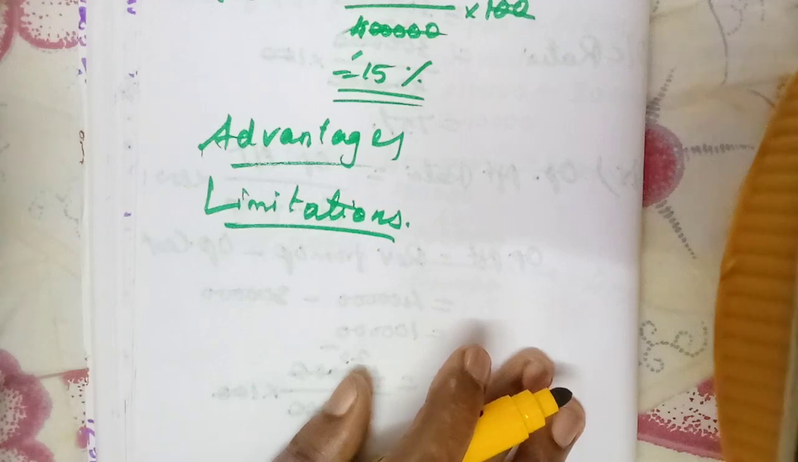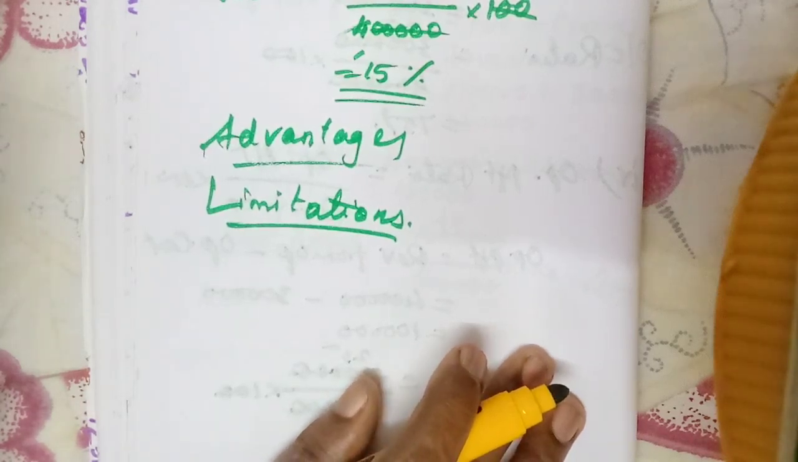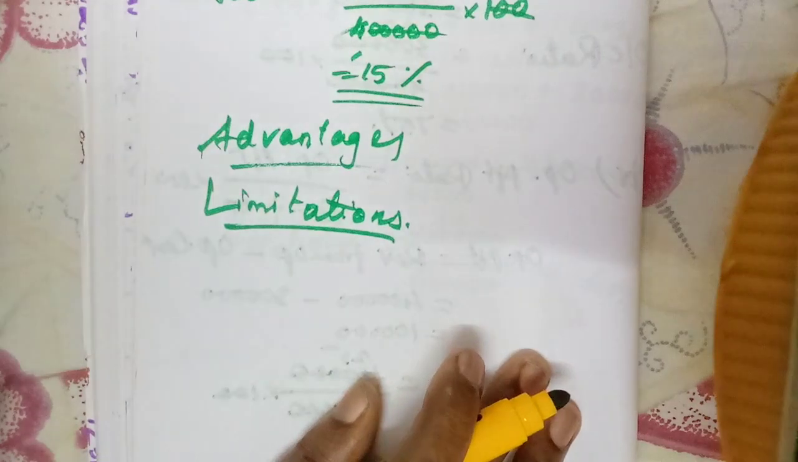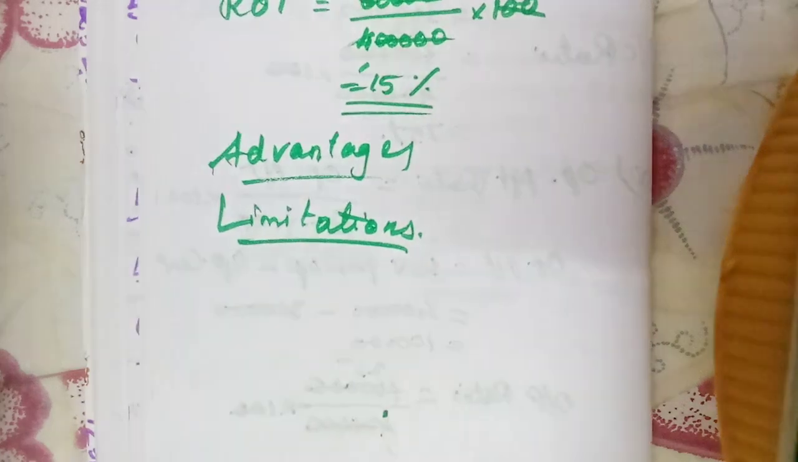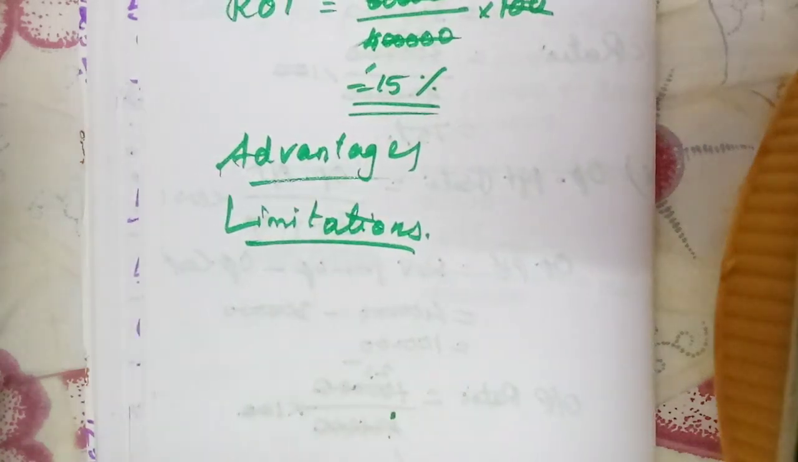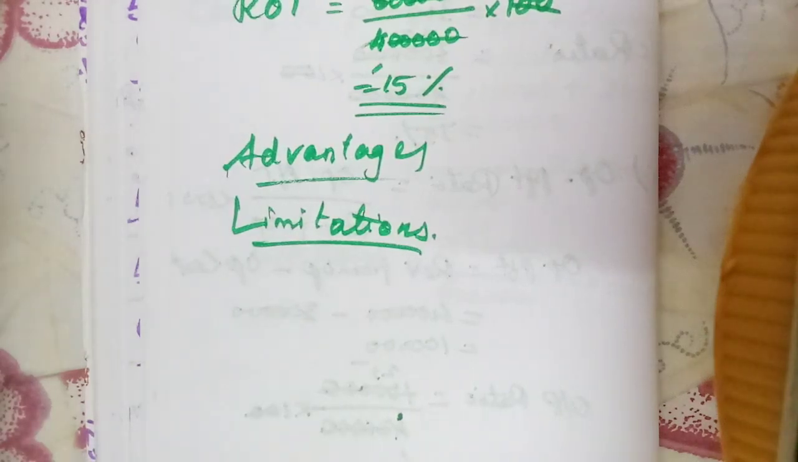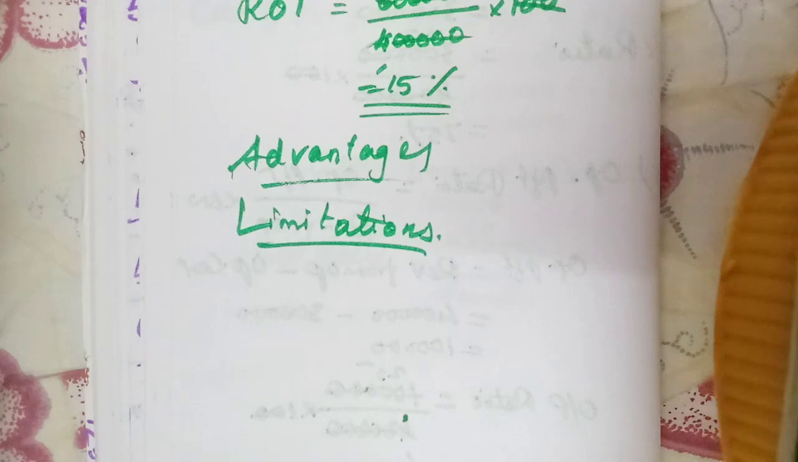And there are no accepted norms and standards available. Very few standards are available, so comparison with the standard is not possible. Then price level changes are not considered. If the price level changes, then it will not give any use. All these are the limitations. So now we will mark these limitations. Limitations, 317. Ratios are only means, then accuracy of financial information. These two headings you mark.